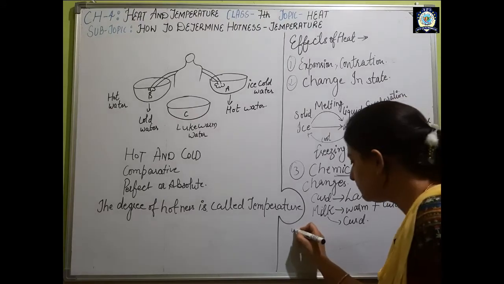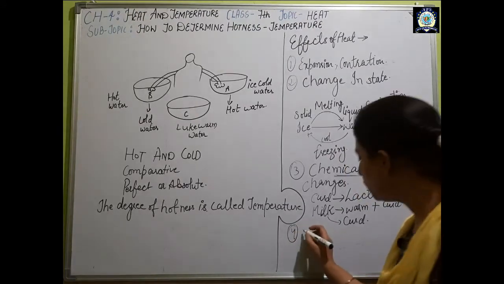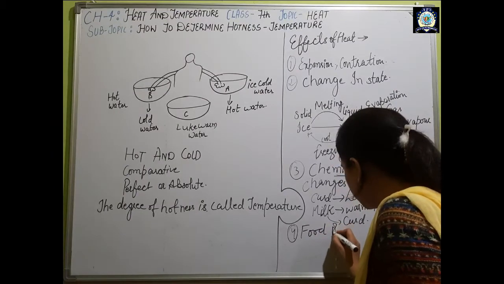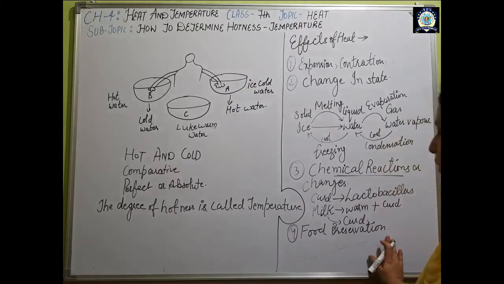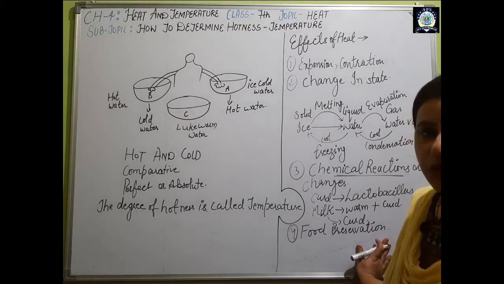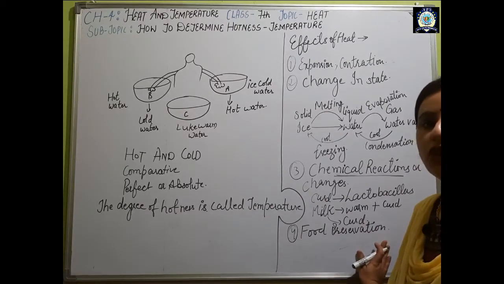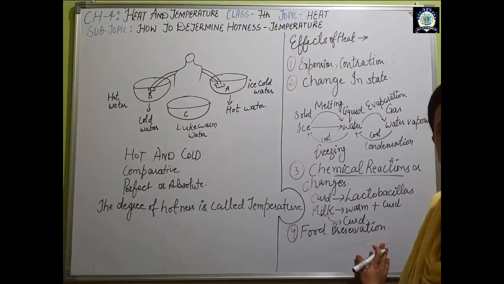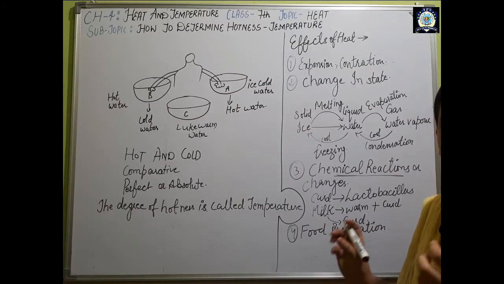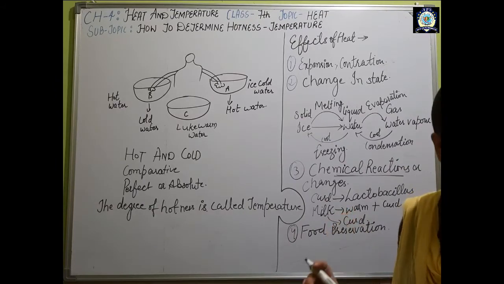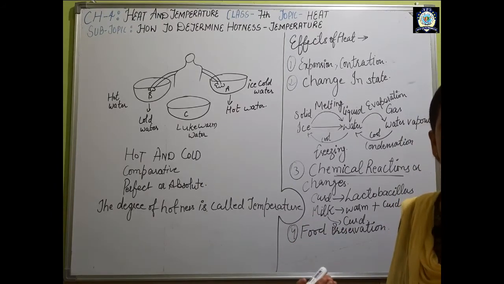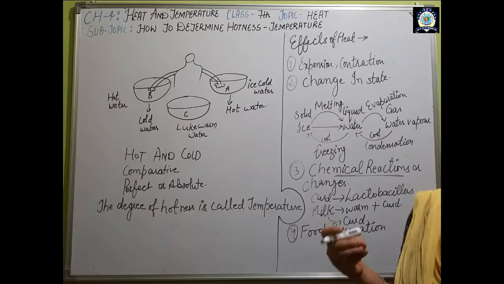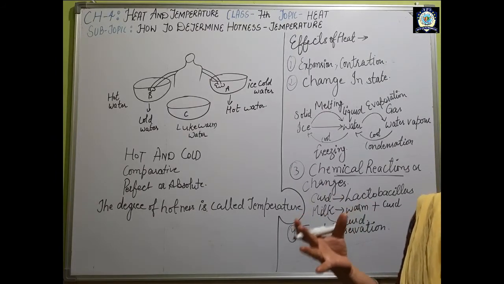The fourth one is food preservation. Food preservation means sometimes we have to preserve the food for a long time, so we heat that food. For example, to preserve milk from spoilage, we just heat the milk. When we heat the milk, we are killing the bacteria present inside the milk, because at high temperature bacteria are killed.